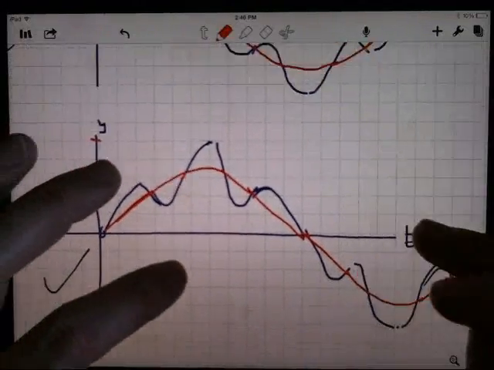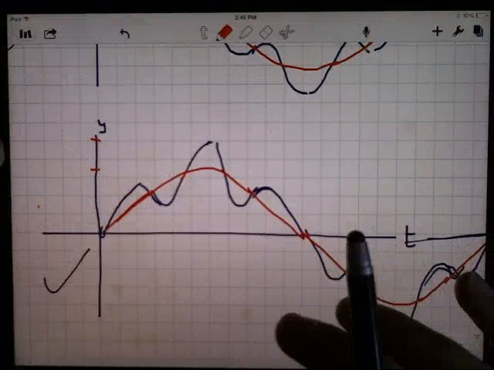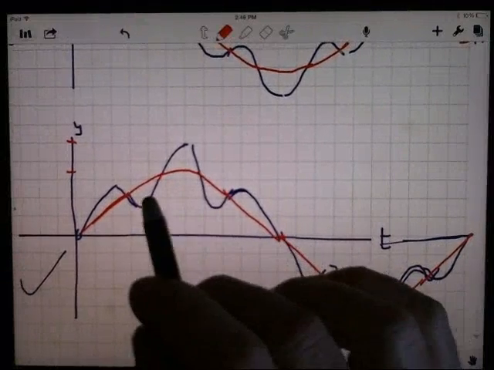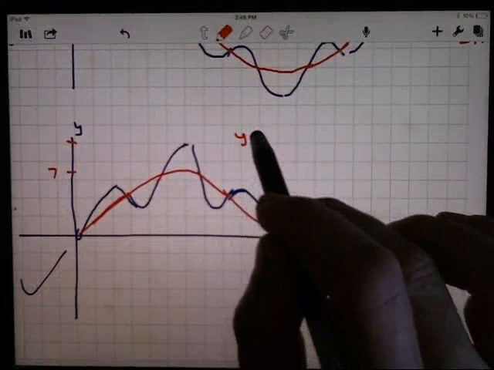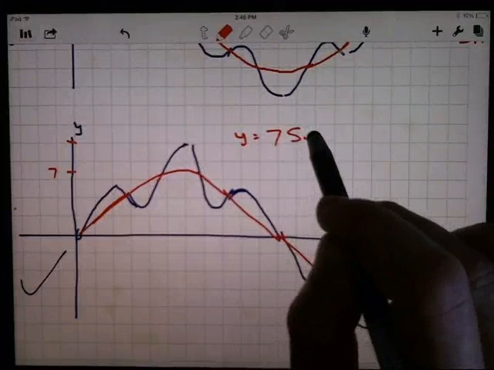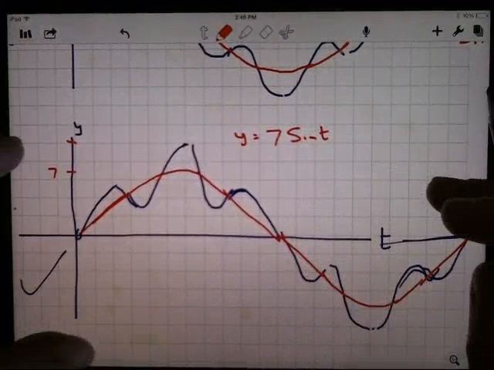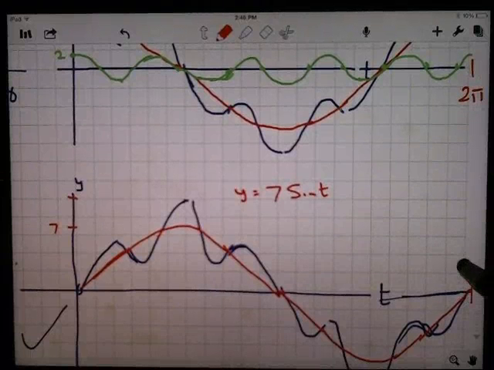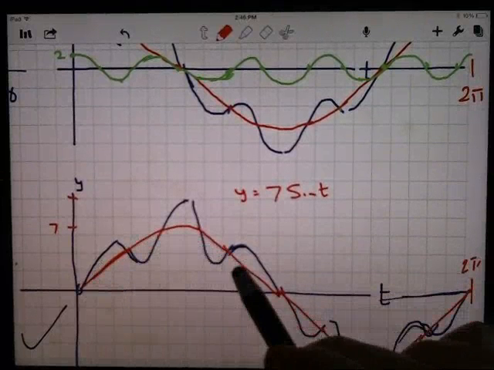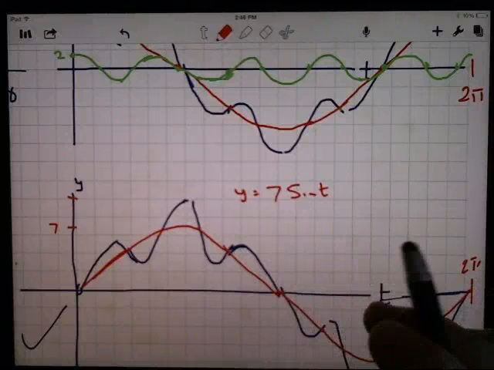Come on now, move over. So maybe that's 7. Right? So this to me looks like y equals 7 times sine t. Again, because we up here said that this was 2 pi, that makes this 2 pi. So one cycle of this red curve here is 0 to 2 pi. So that's a sine curve.